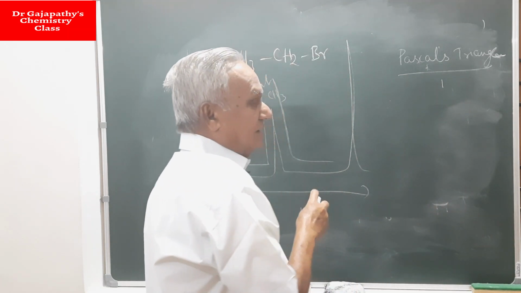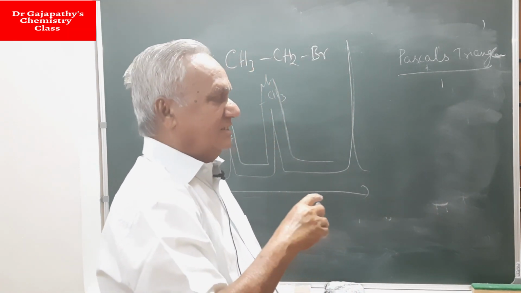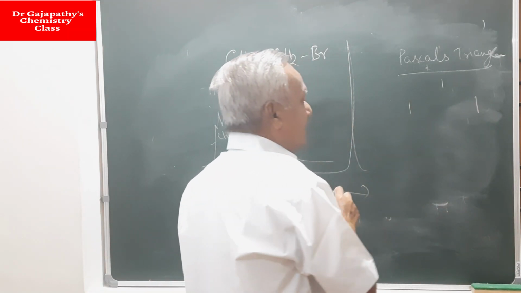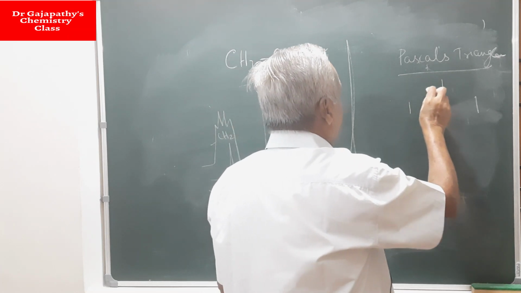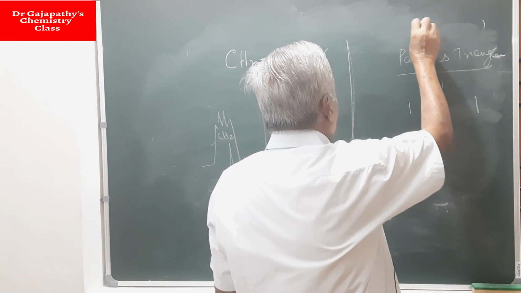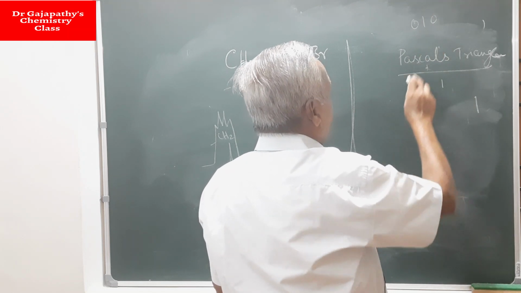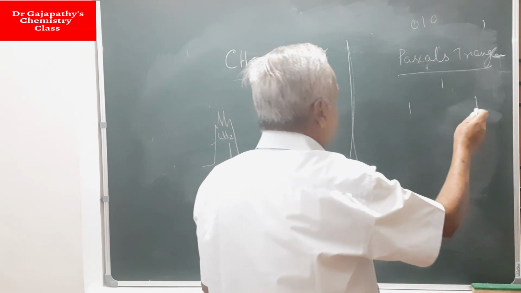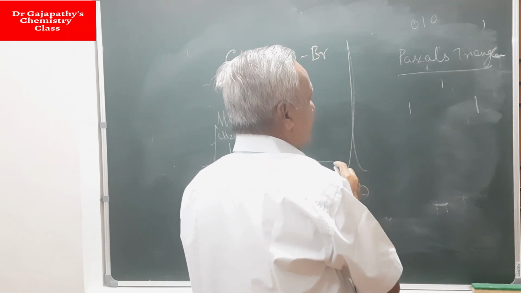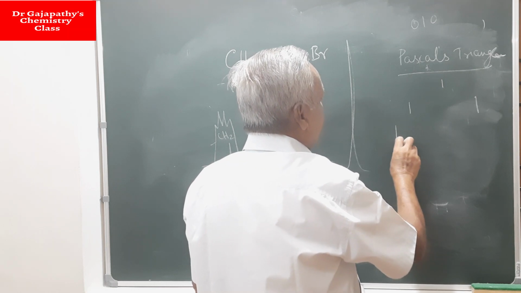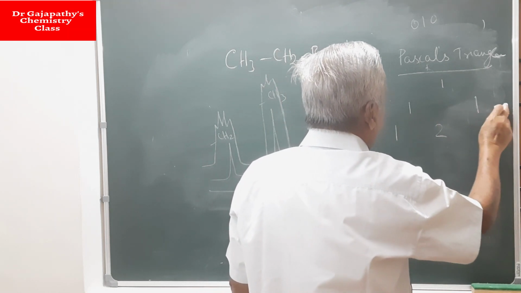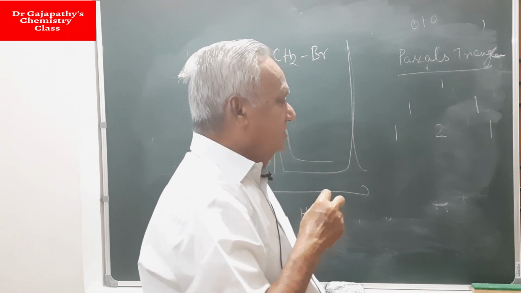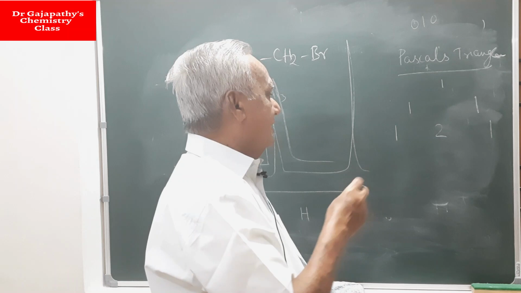If it splits into a doublet, the intensity will be 1, 1. What I have done is, I have added a 0 here and a 0 here, and I am adding 0 plus 1, 1, 1 plus 0, 1. Then, same thing, 0 plus 1, 1, 1 plus 1, 2, 1 plus 0, 1. Hope you follow. So if it is a triplet, the intensity ratio will be 1:2:1.